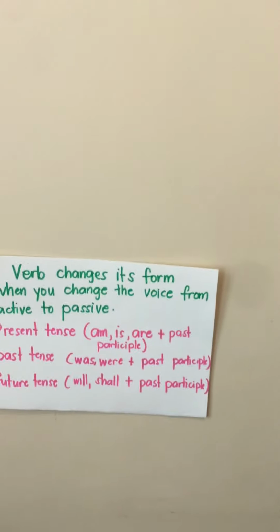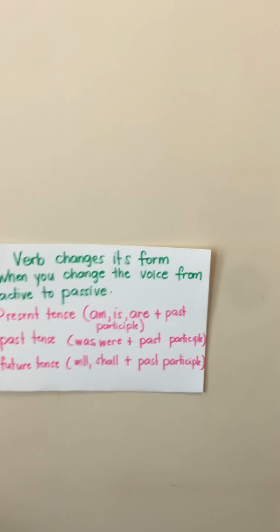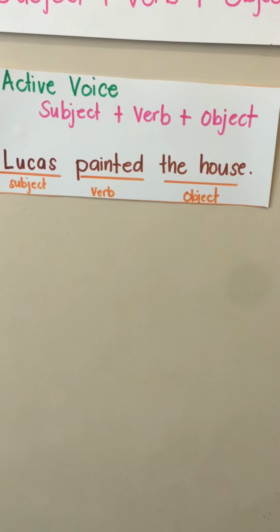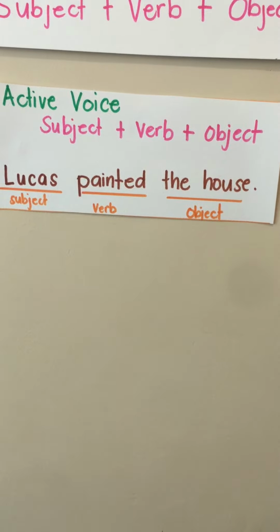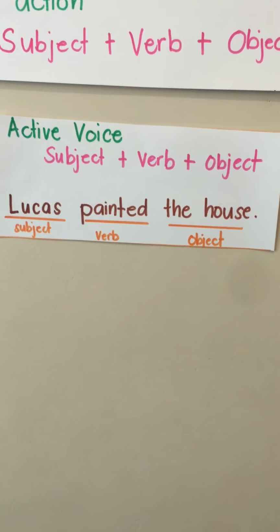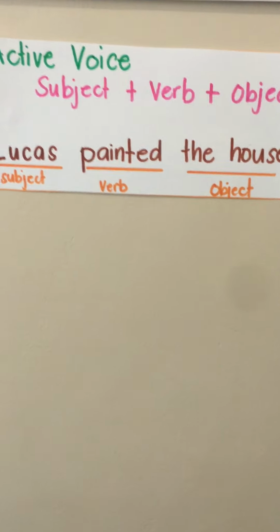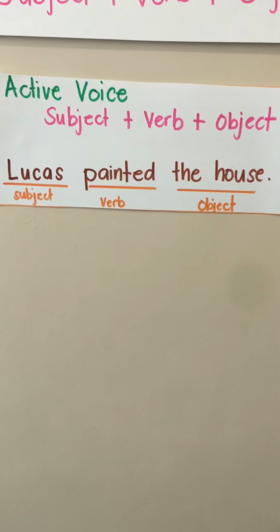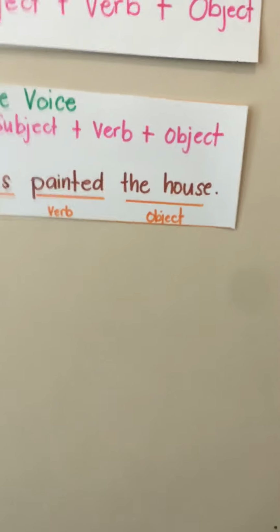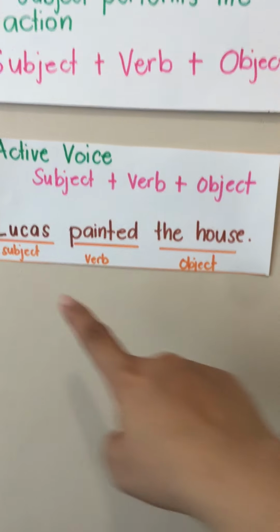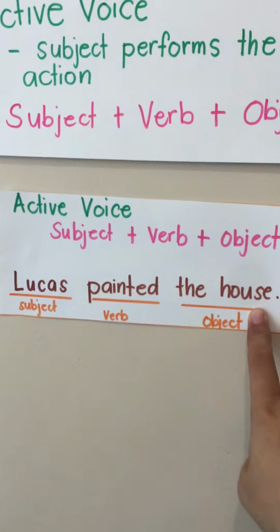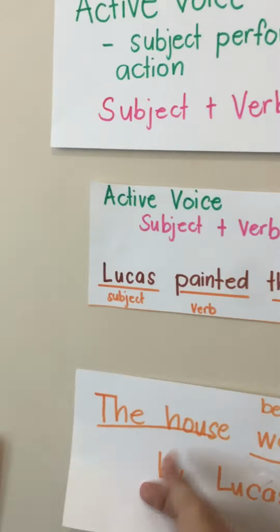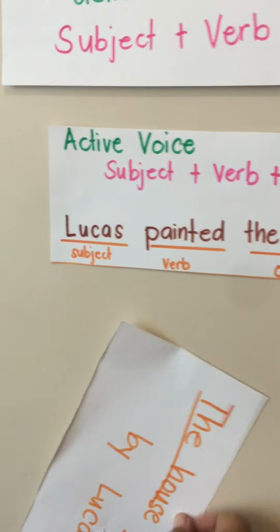So balikan natin yung example natin kanina sa active voice. Lucas painted the house. What is the tense of the verb? Is it in present, past, or future tense? Correct. It's in past tense. So, how are we going to change it to passive voice? First, we have to get the object. In this example, Lucas painted the house. Which is the object? The object is the house. So, we will write the house at the beginning of the sentence.